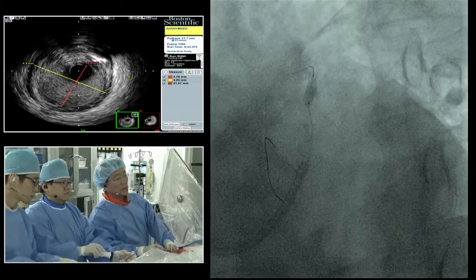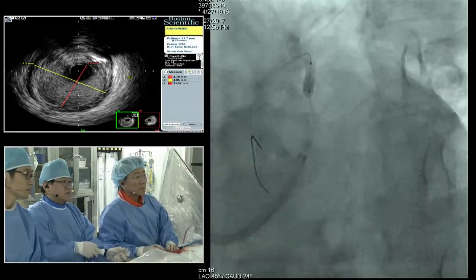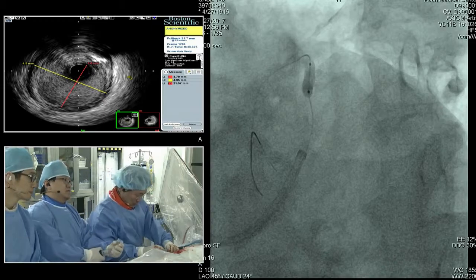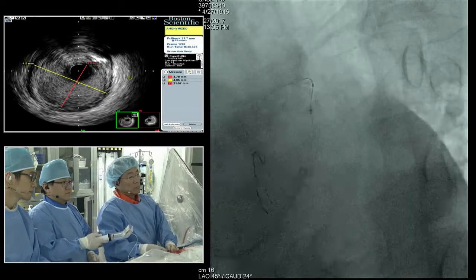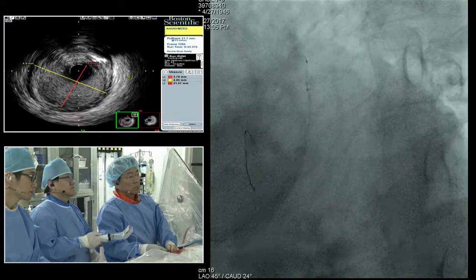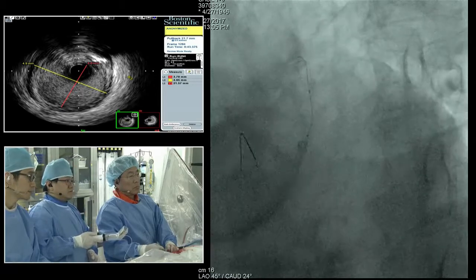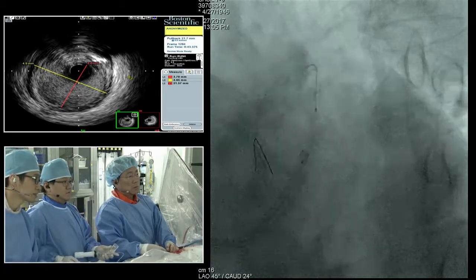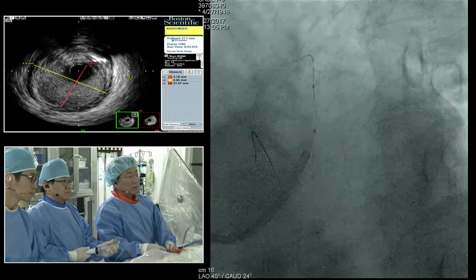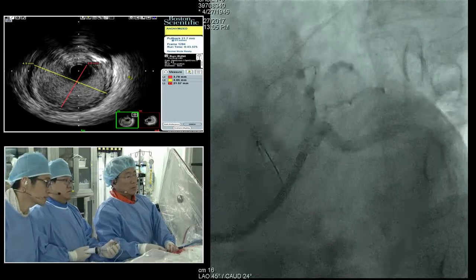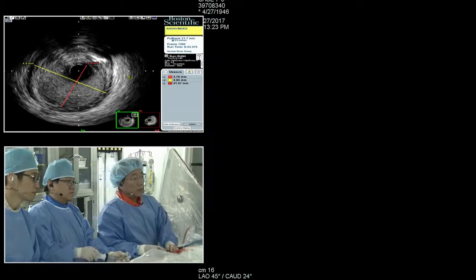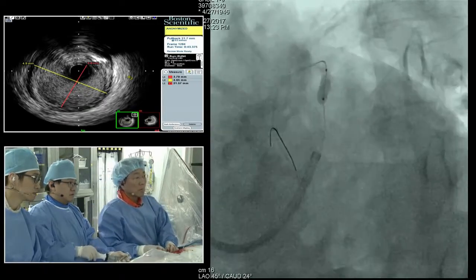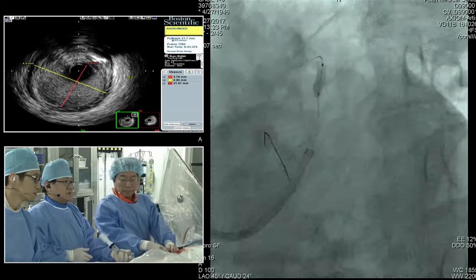Okay, inflate. Cover that. Okay, clear. 16. 3.5. Yes. Okay, deflate. Okay, we just have to confirm. One more. All right, I would like to crush the diagonal ostium. Okay, 16. 16.